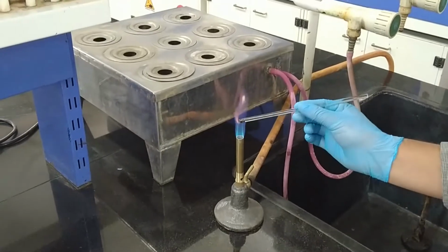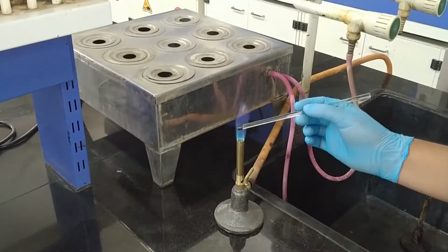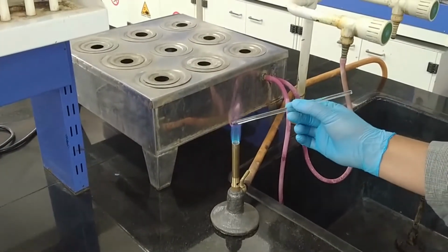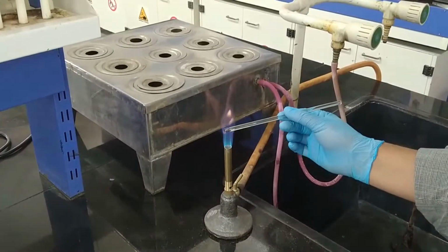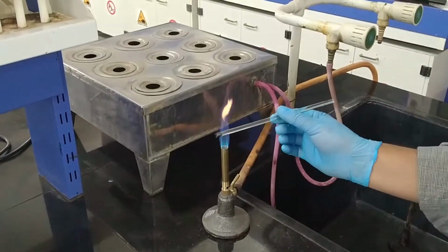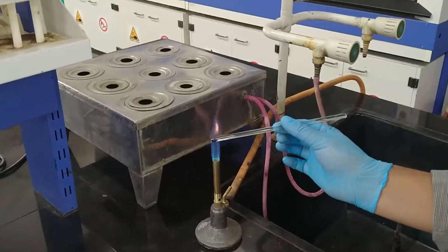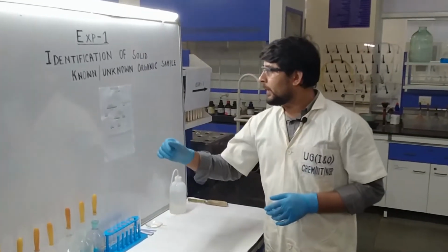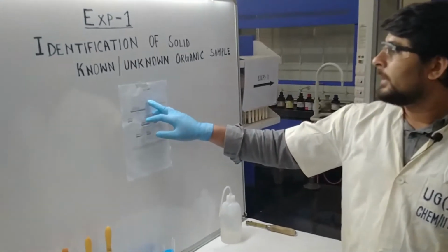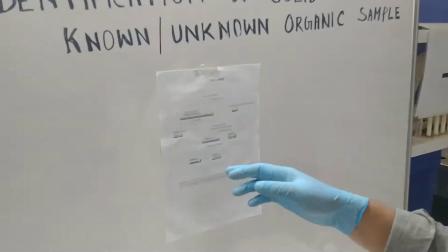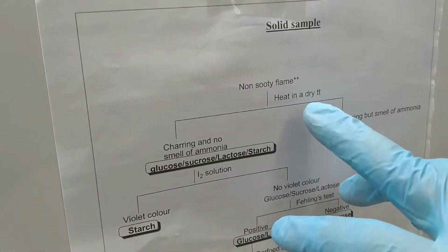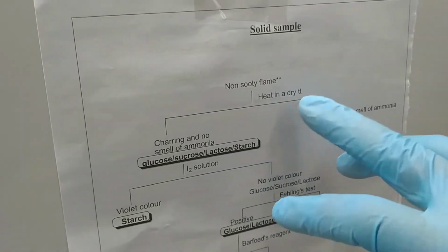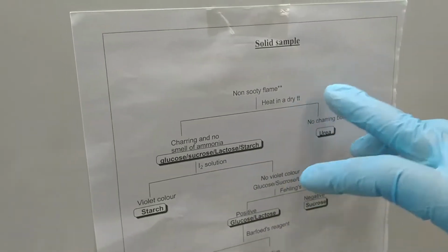Okay, so that means this gives you a non-sooty flame. Okay, so our ignition test is over. Okay guys, so according to the flow chart, coming test is what? Dry heat in a dry test tube, or you can say dry test tube heating. Okay, so once we got non-sooty flame, then coming test is dry test tube heating or heat in a dry TT, means test tube.